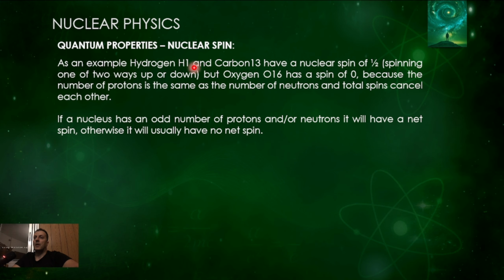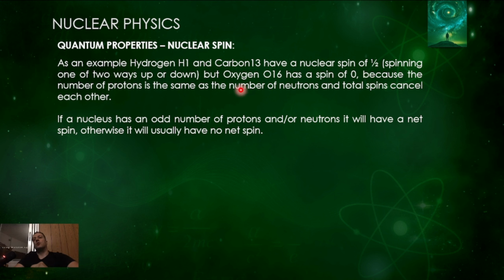Again, as an example, hydrogen H1 and carbon 13 have a nuclear spin of 1/2, spinning one of two ways, up or down. But oxygen O16 has a spin of 0. Why? Because the number of protons is the same as the number of neutrons. So the total spins cancel each other.